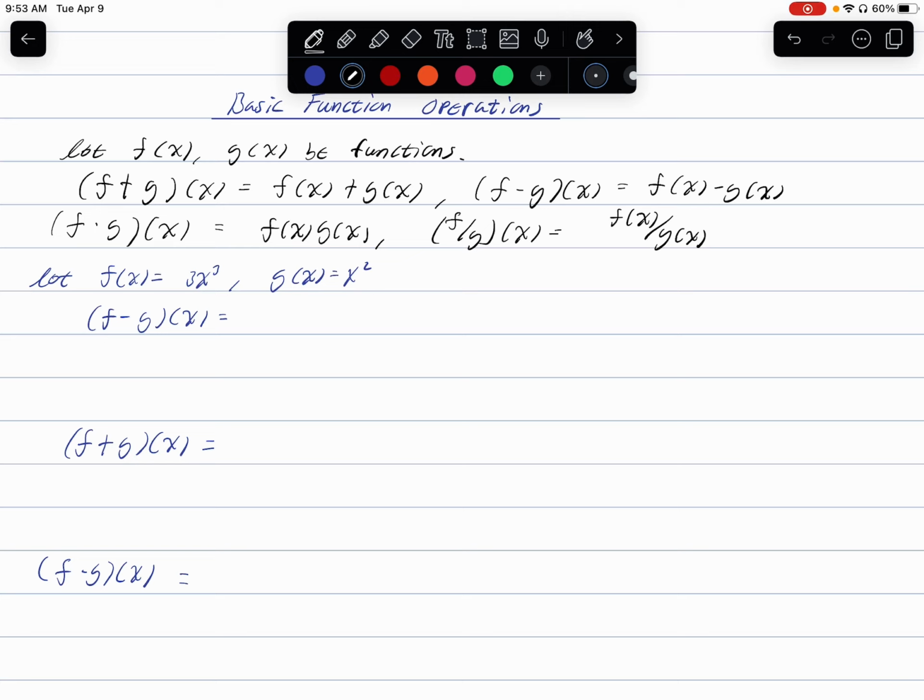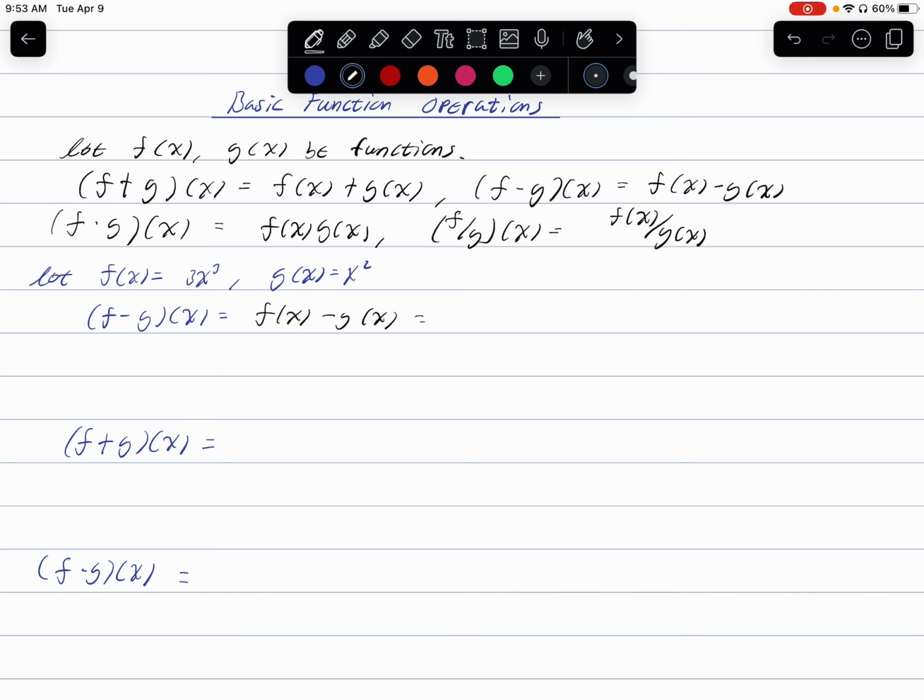So how about we have f of x equals 3x to the third and g of x equals x squared. We want to find f minus g of x. Well, if we have f minus g of x, this is equal to f of x minus g of x, okay? And so all we have to do is substitute in what our values for f of x and g of x are, right? So this will give us 3x to the third minus x squared. And it should be noted that's probably about as simple as you're going to get that one.